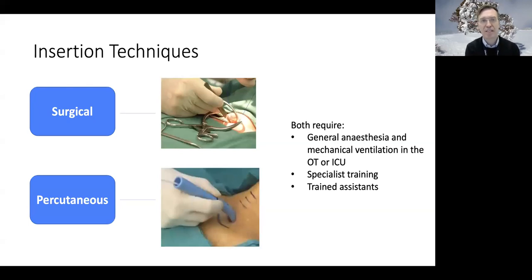I won't go into huge detail about insertion techniques because many of you will be familiar with them. I think there are some benefits for both surgical and percutaneous, but both require anesthesia, both require specialist training and also trained assistants.